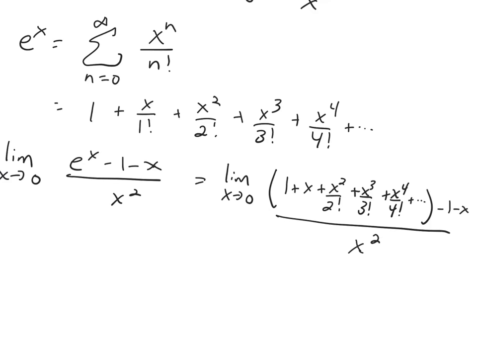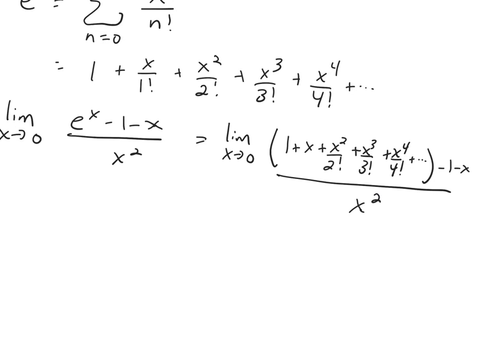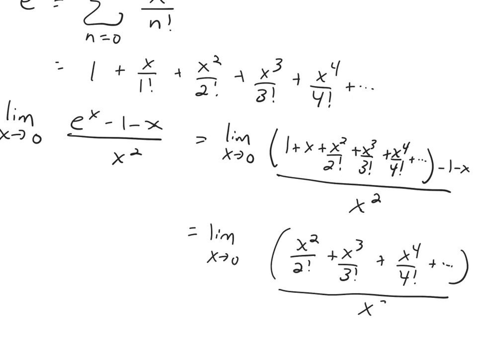And it doesn't seem like this is any better, but if you look now, there's a 1 and a minus 1. They cancel. There's an x and a minus x. They cancel. So I got rid of those two terms. And then what that gives me, the limit as x goes to 0, x squared over 2 factorial plus x cubed over 3 factorial, all divided by x squared.